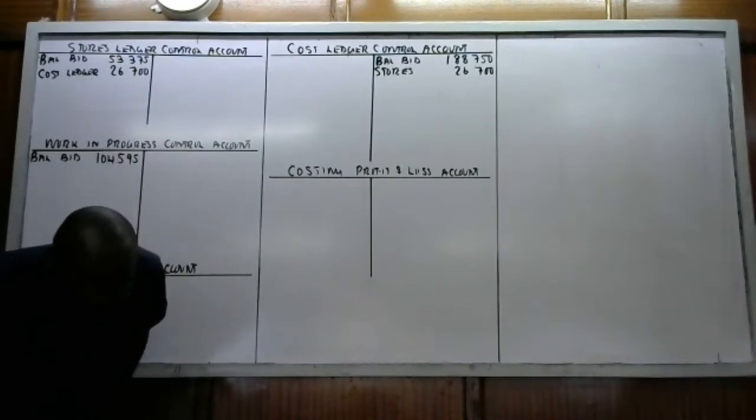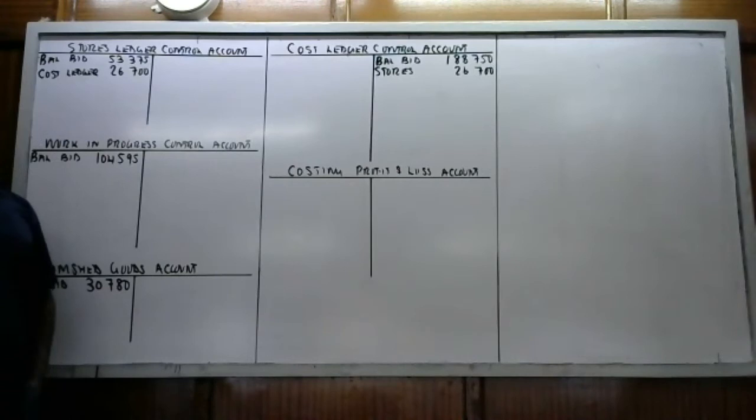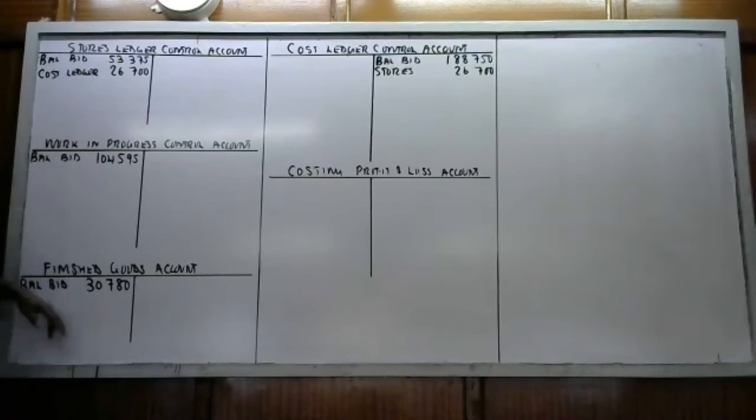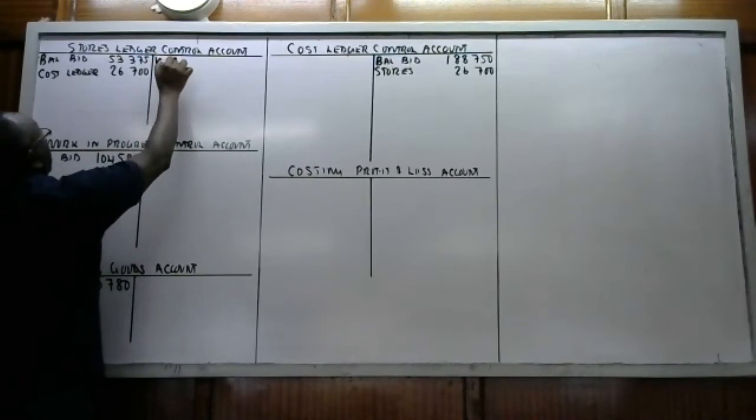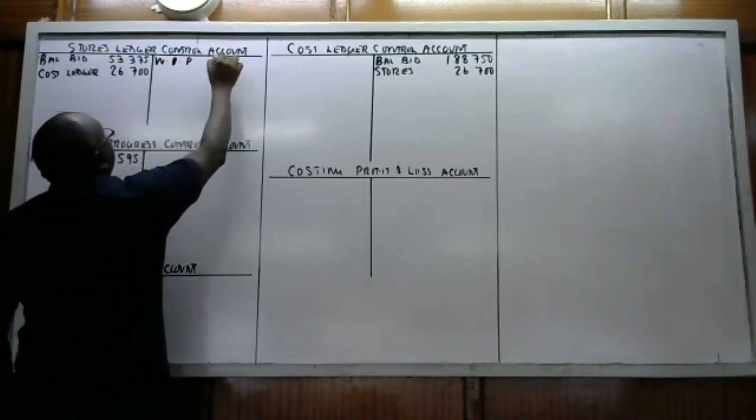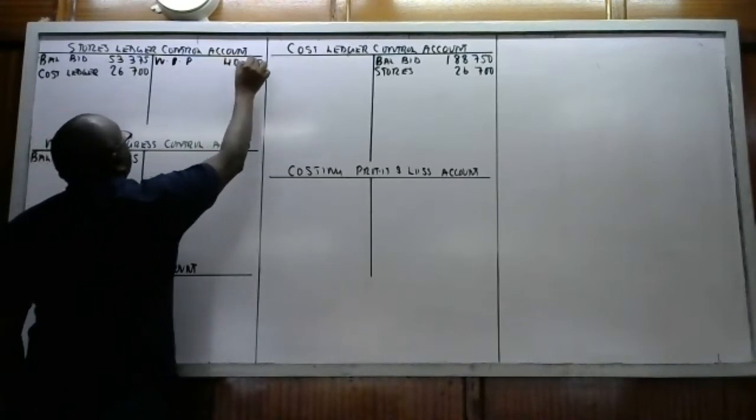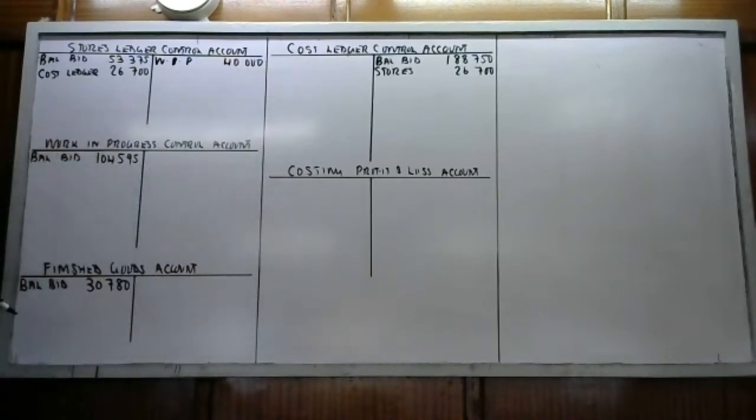Materials issued to production 40,000. I told you if it is production, that is direct materials taken to work in progress. So you debit work in progress and credit the stores. So in the stores account, we credit because of work in progress 40,000. And then you debit the work in progress because of the stores, 40,000.